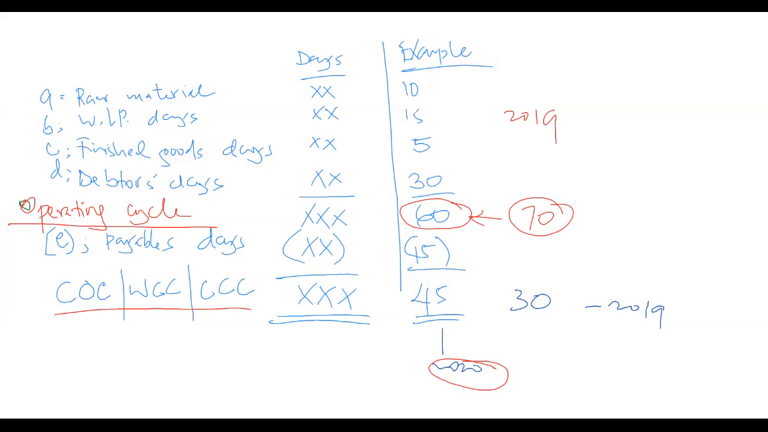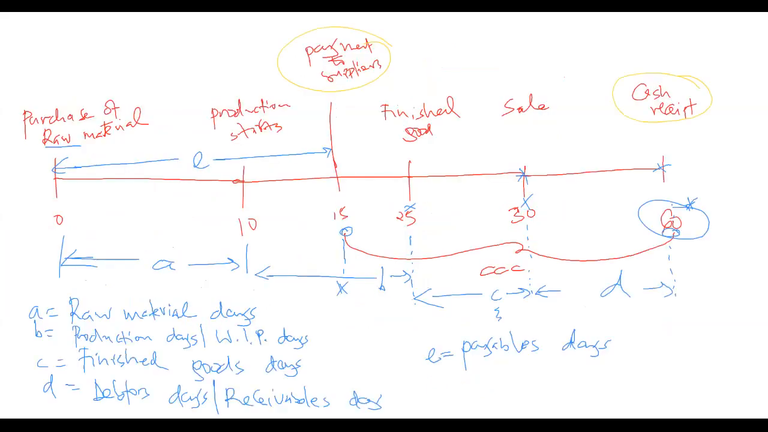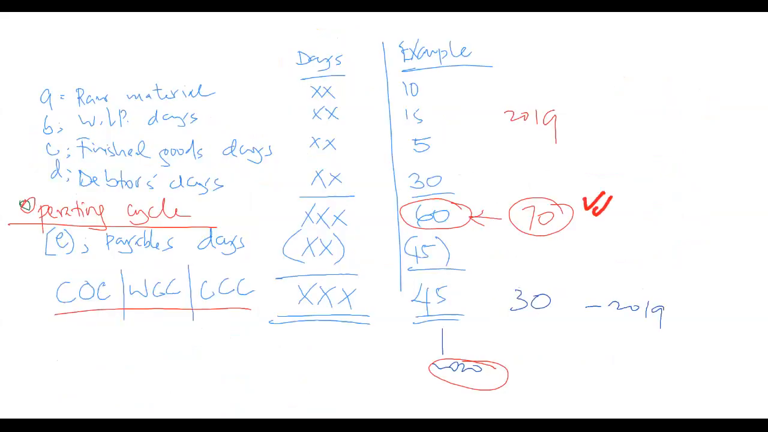Let me just go back to this particular graph we have here. Let me use a different ink. So here, this is when the company invested towards working capital. This is the time the company has exited the working capital. That's referred to as the operating cycle. So for last year, 2019, this was 70. This is 60. Good for the business or bad? This is good for the business. It means you took a shorter period of time.